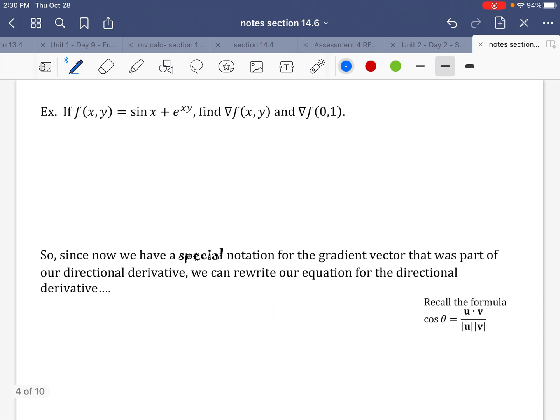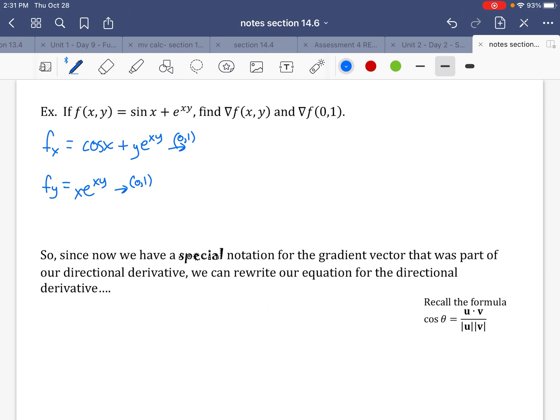Okay, so if somebody wanted you to find that, then you'd say, okay, find del f at 0, 1. So all that means is find fx and fy, put it in a vector, and plug in 0, 1. So my derivative with respect to x here would be cosine x plus e to the xy times y. Derivative with respect to y would be 0 for sine, and then e to the xy, but times x. All right, and plug in 0, 1 into those.